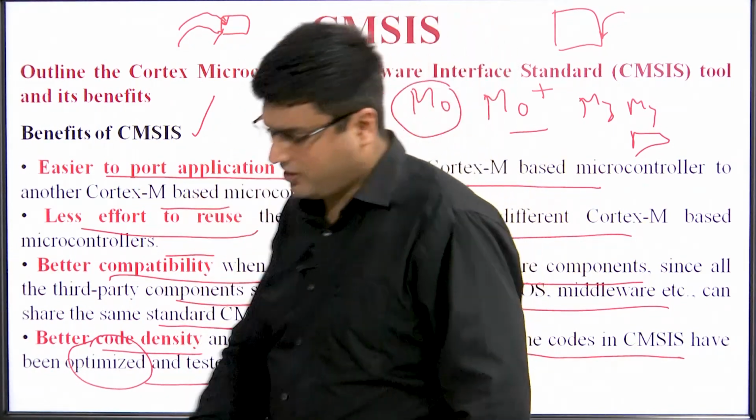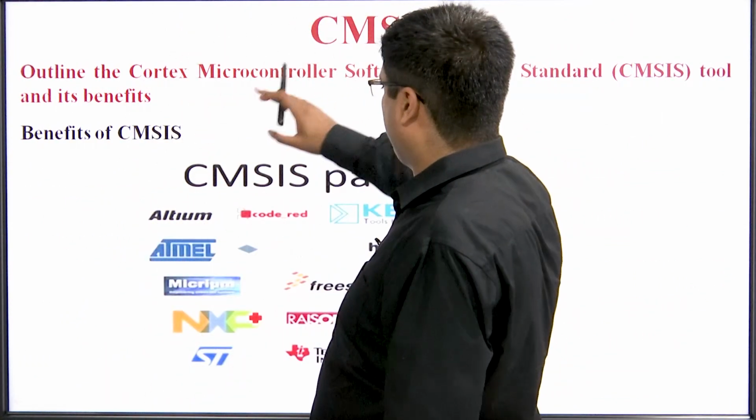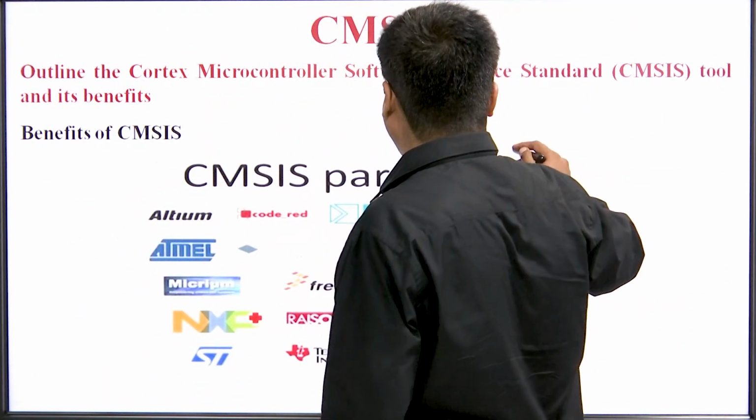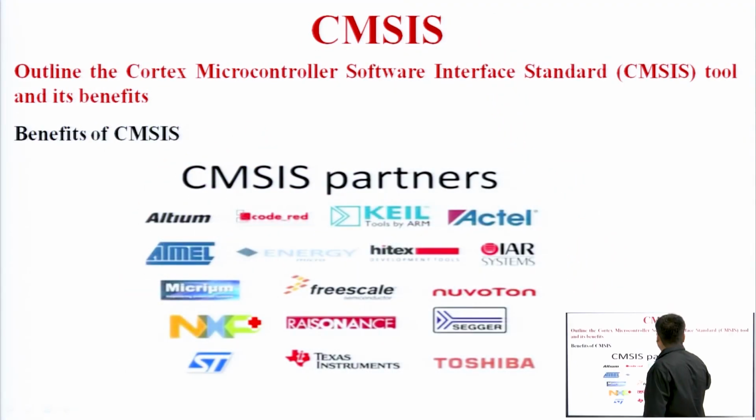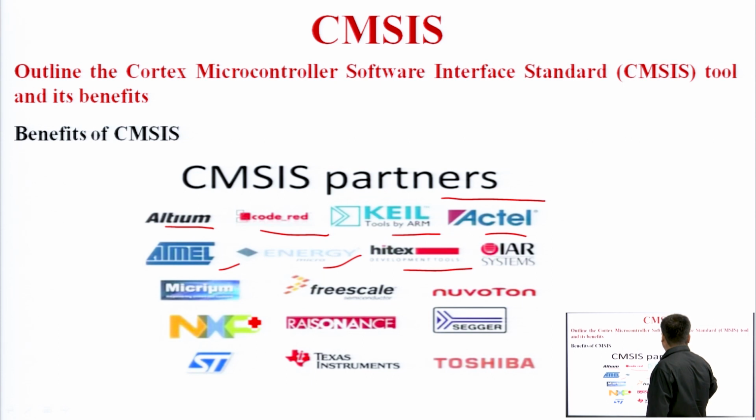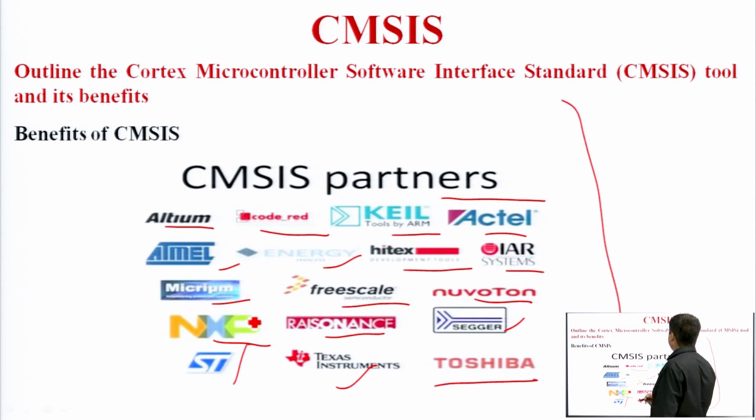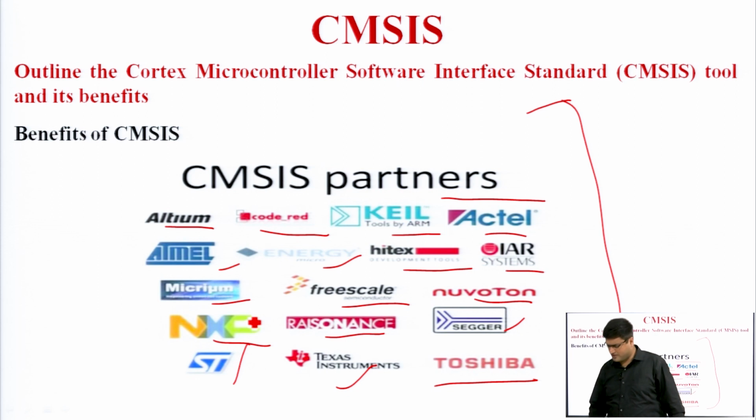After that, in our last slide, there are various types of CMSIS partners that provide solutions to our CMSIS platform: Altium, CodeRed, Keil Tools by ARM, Atmel, Energy Micro, Hitex, IAR Systems, Micrium, Freescale, Nuvoton, NXP, Renesas, Silicon Labs, ST Microelectronics, Texas Instruments, Toshiba. There are a lot of vendors providing solutions for the CMSIS software and its libraries.